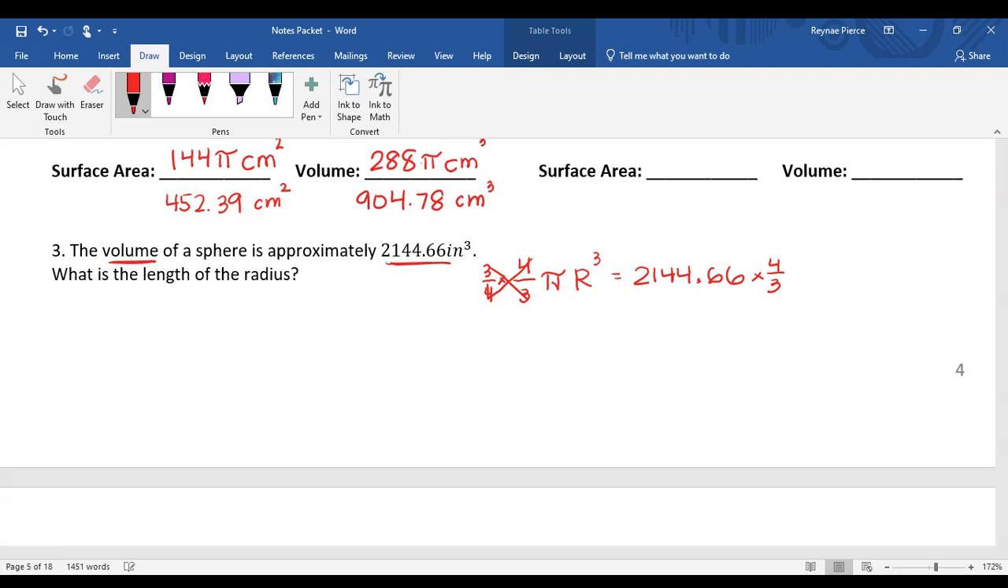When I take that approximate volume, I get pi r cubed equal to 2,859.547, 546 repeating. Since this is pi times r cubed, I'm going to divide both sides by pi.